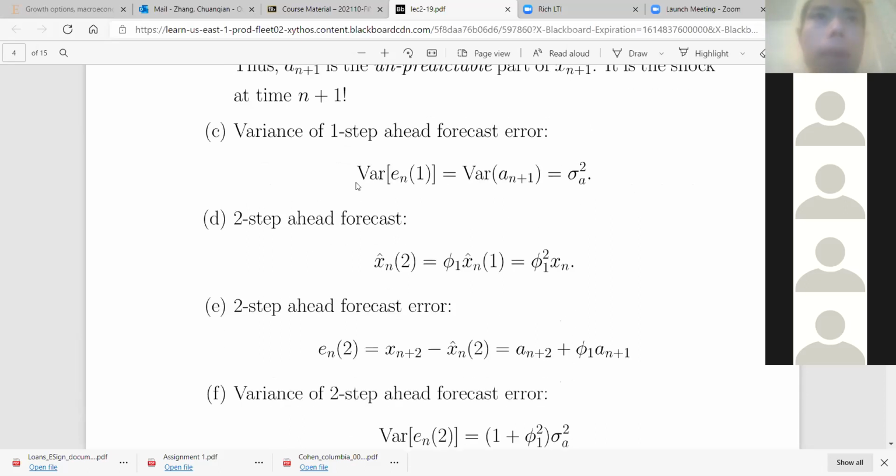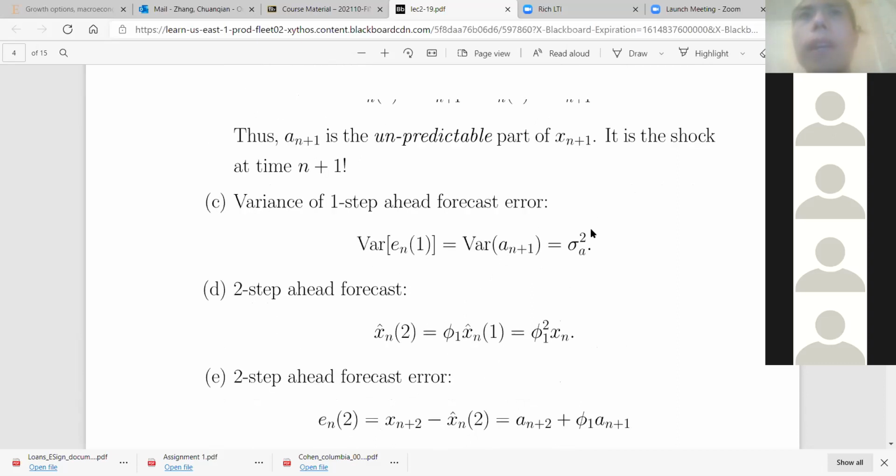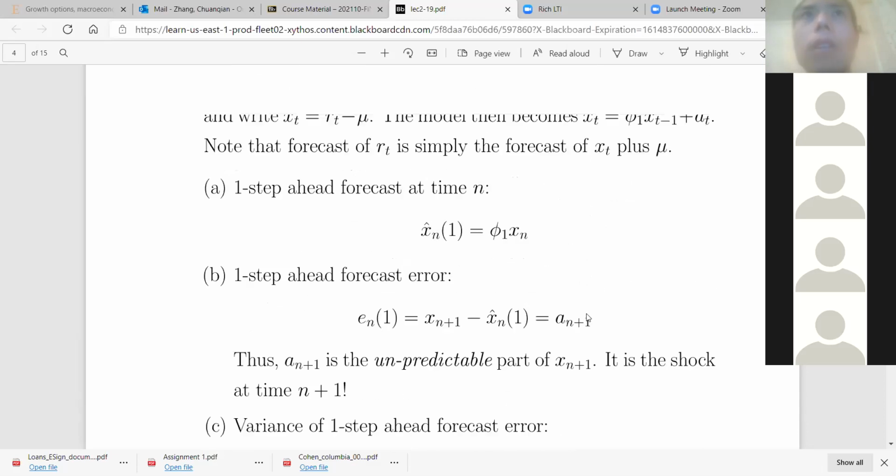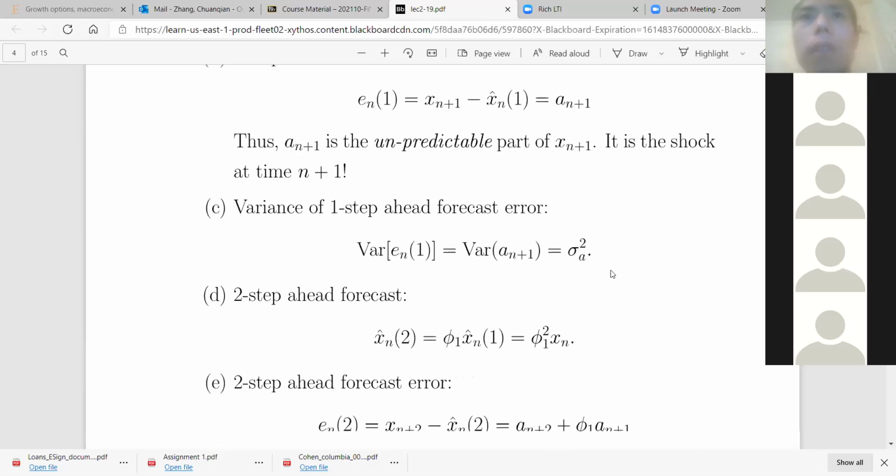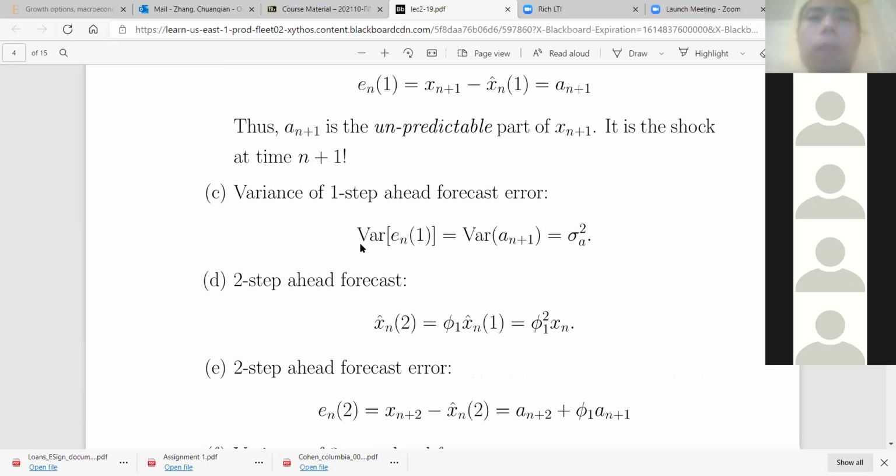Again, this is another property: the variance. We know the error is unpredictable, that's fine, but I want to know the variance, that is, the magnitude of such uncertainty. Let me tell you the answer. The variance will simply be sigma squared, some standard deviation squared. That means the 1 period ahead variation will simply equal the error term's variation. They are the same thing, right?